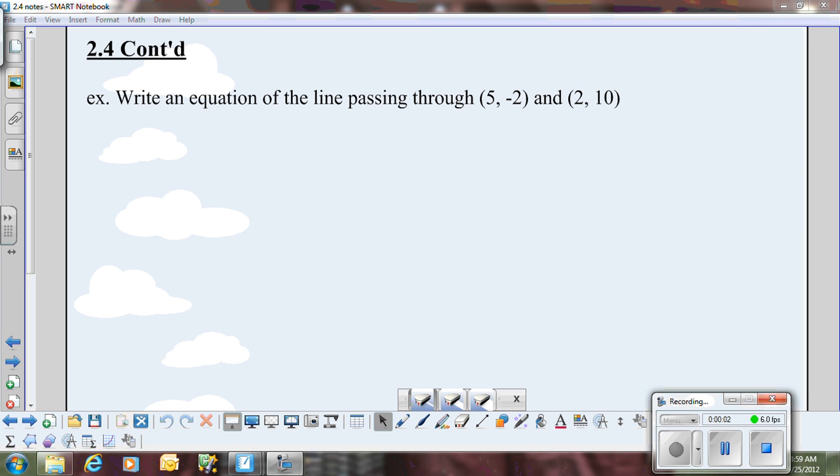Okay, 2.4 continued. We're going to start your section with that. We're going to review the forms we talked about on Friday. So, write an equation of a line passing through (5, -2) and (2, 10). What's the first thing I need to find here? Slope. Okay, because every one of those requires me using slope.